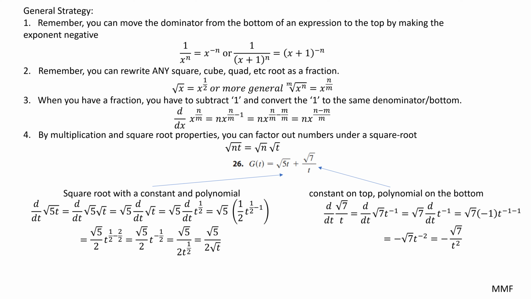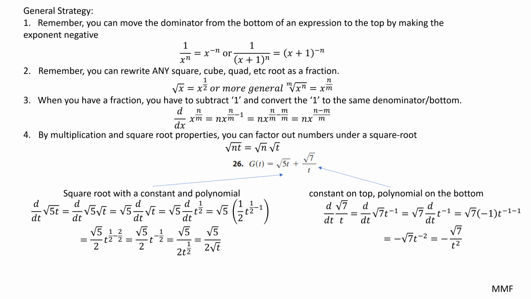Now for the other half, the square root with the constant and a polynomial, the way I like to think of this is to separate the square root. You can go root 5 times root t instead of root 5t. Root 5, once again, is just a constant, so we can move it out in front of the d over dt. Now you just have a root t that you're trying to take the derivative of. It's important to remember that you can convert root t to a polynomial, t to the power of 1/2, and now you just follow your standard polynomial derivative rules.